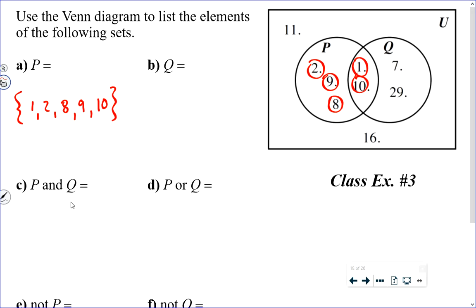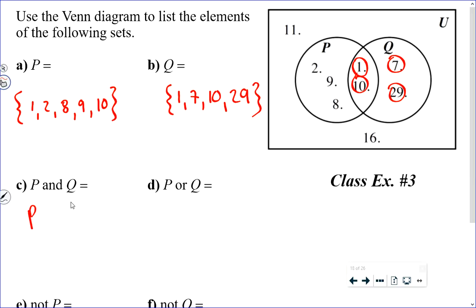What about the numbers that are inside of Q? Well, it would be all of these. 1, 7, 10, and 29. What about P and Q? Well, P and Q is the intersection of P and Q. And that would be only these items, 1 and 10.